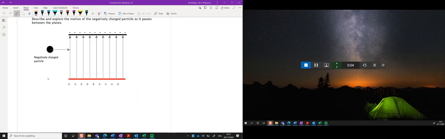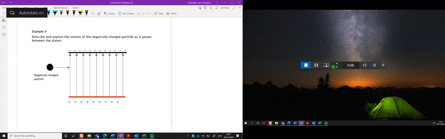So, what we've got here in example 4, describe and explain the motion of a negative charged particle as it passes between the plates. So, what do we think is going to happen? We've had a look at one or two of these. It's going to go towards the positive, and what sort of shape of path would it take? A curved path is correct.